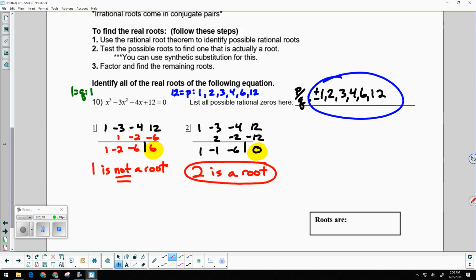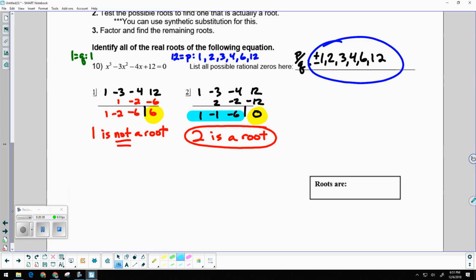Now, we're going to go back to what we talked about last week, when we used synthetic substitution and found one of the roots. Remember what we used, and you did this a couple times last week. We use this part, we write the polynomial, and we factor it. So those numbers would give me this polynomial: 1x squared minus x minus 6. I start with an x squared because my original polynomial had a degree of 3, so I start this depressed polynomial with 1 degree less. Now I'm going to factor that.